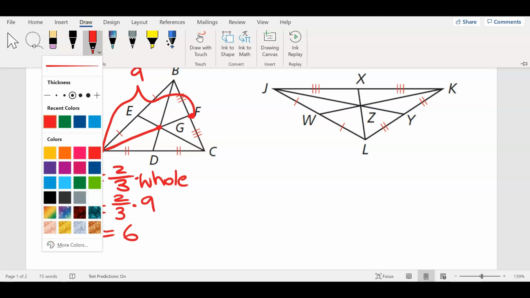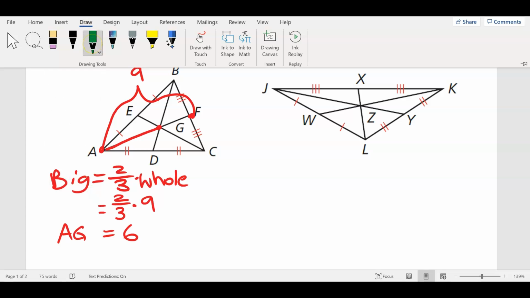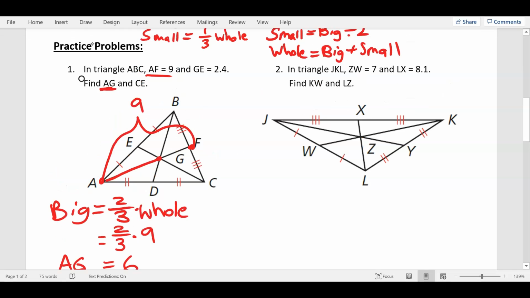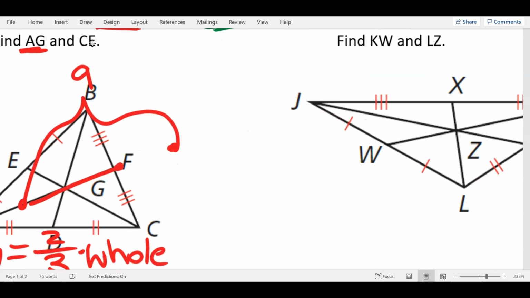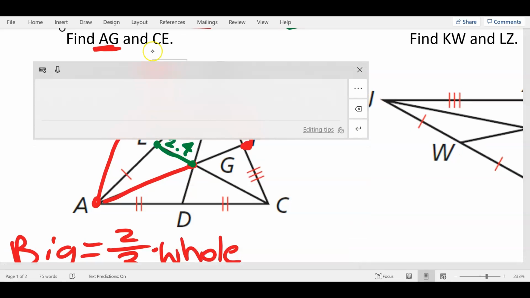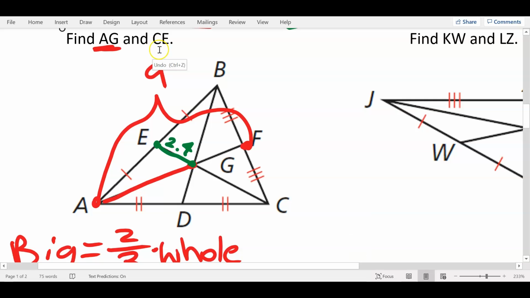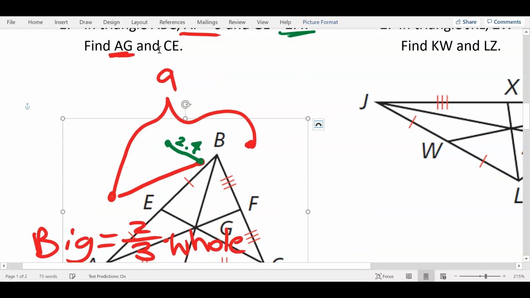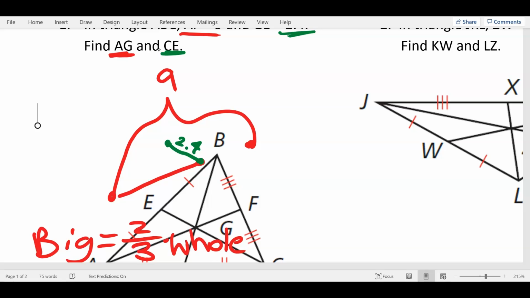I'll do it in another color. Go green. Okay. Now the next part, it says GE is 2.4. So everybody kind of write small here. Go ahead and put 2.4 between G and E. And this time we're looking for CE. What's going on here? CE, okay.